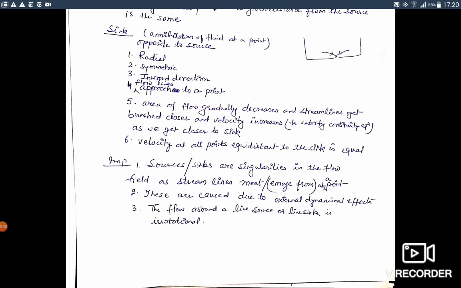Now, these are caused due to external dynamical effects. There is no internal effect because of which the sources or sinks are produced. Rather, only due to external causes, the source or sink may happen. The flow around a line source or line sink is irrotational. This is another property.